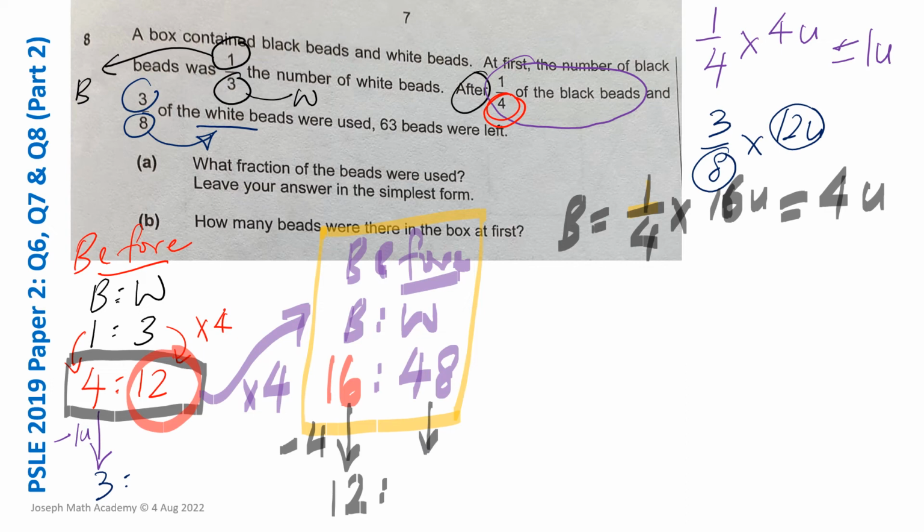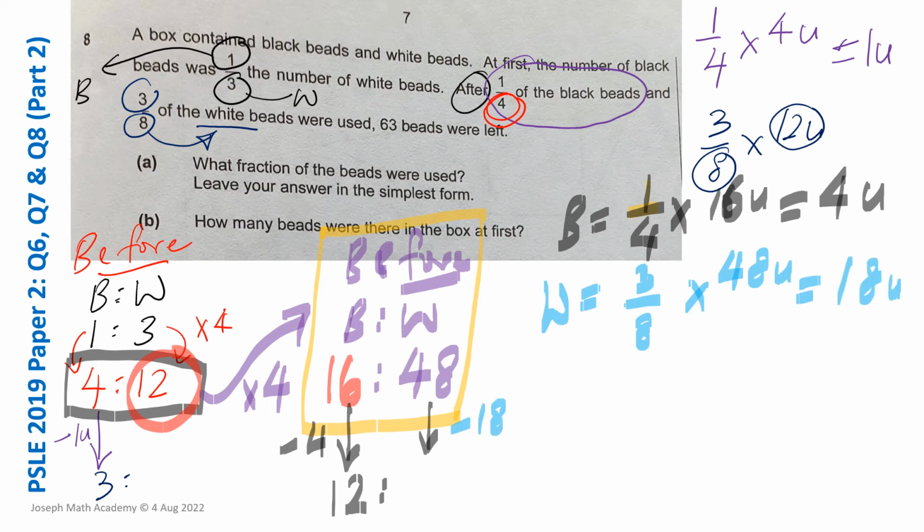Okay, what about the white ones? So for the white ones, it is 3 out of 8 of the white beads. So 3/8 times 48 units, your calculator will tell you we should have 18. So minus 18 from here. 48 minus 18 gives us 30. So this is our new after ratio.